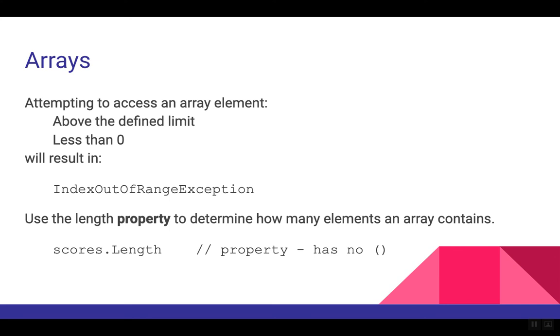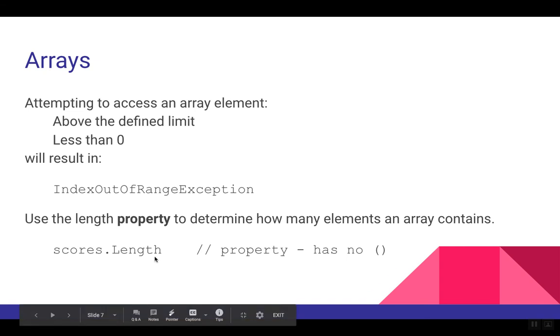Okay? You get this index out of range exception if you attempt to use an element of the array that is not defined. So if I define an array of 10 and I try to say array at element 10, I'm going to get an index out of range exception because the indices are 0 through 9. Likewise, if I attempt to use an array element of -1 or something like that, I'm also going to get an index out of range exception.